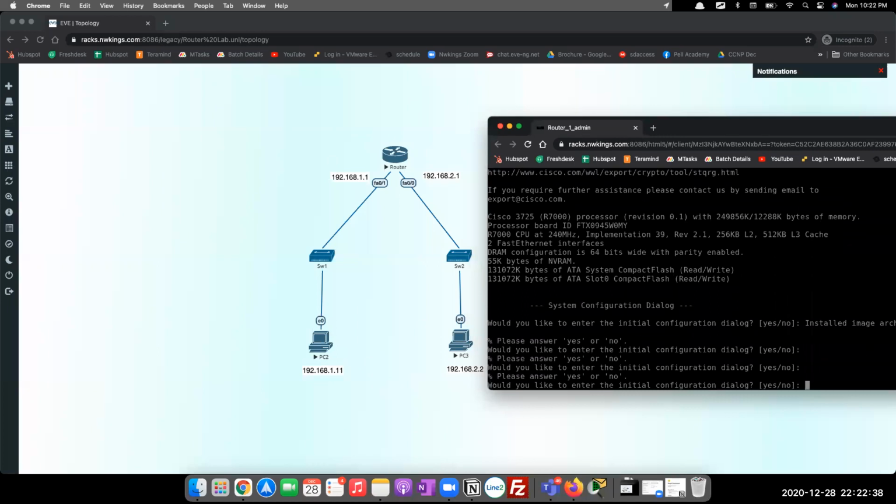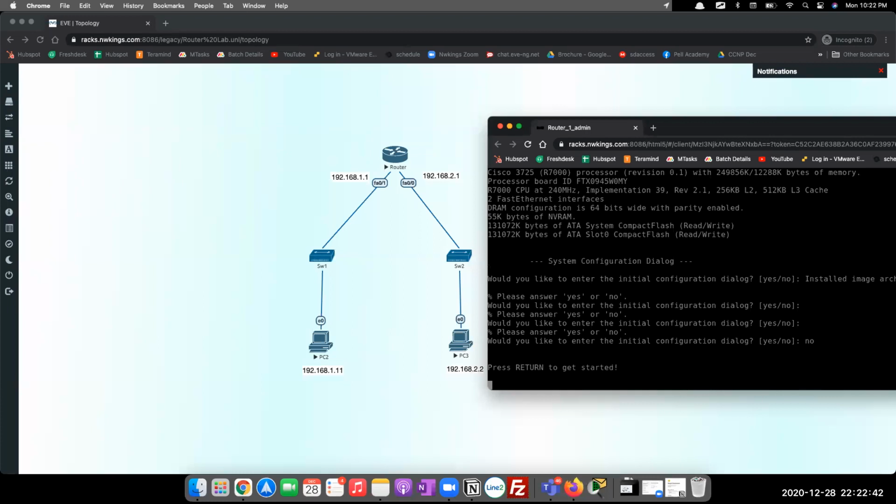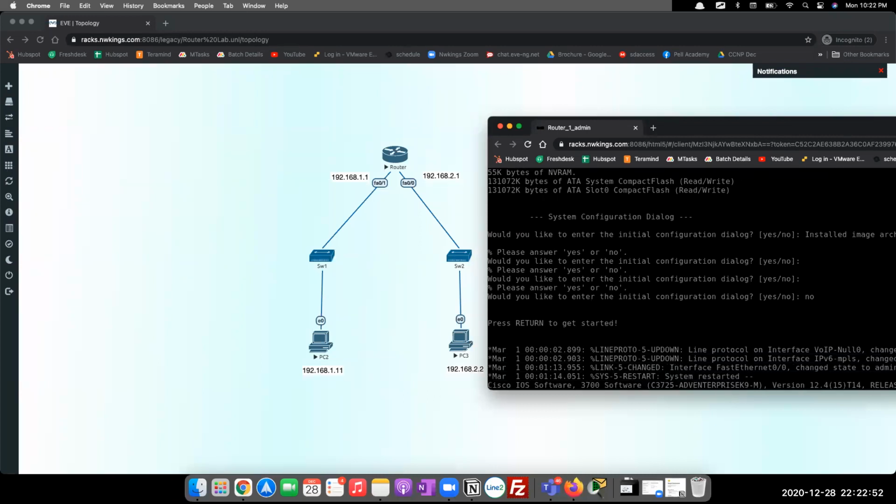Okay, so this is my router. So I'll always say no in the configuration. So we will assign two IP addresses and you can see there FA0/1. So what is this? I'll show you.